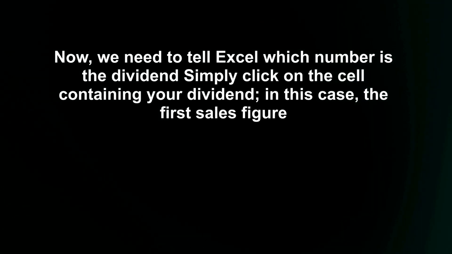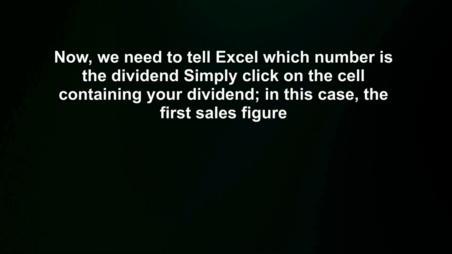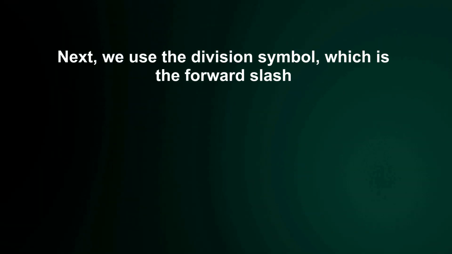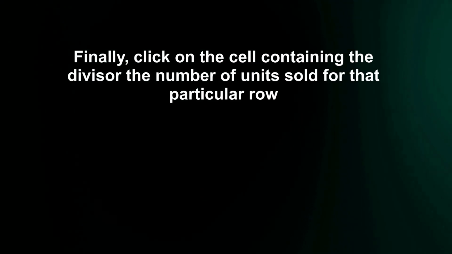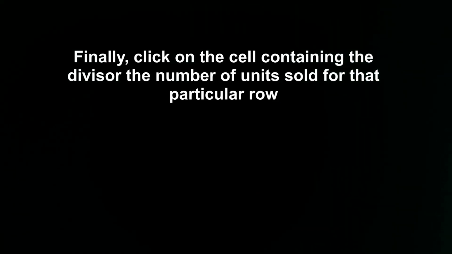Now, we need to tell Excel which number is the dividend. Simply click on the cell containing your dividend, in this case, the first sales figure. Next, we use the division symbol, which is the /. Finally, click on the cell containing the divisor, the number of units sold for that particular row.